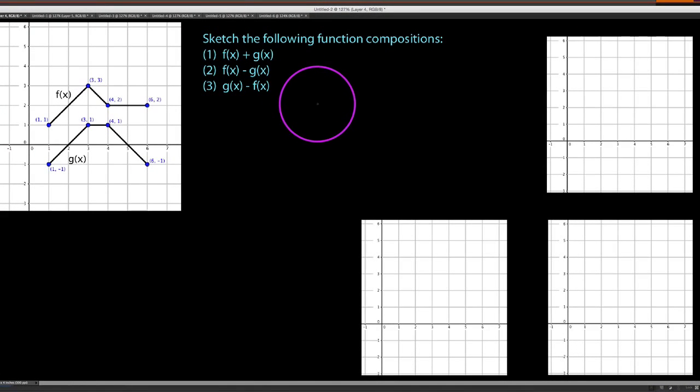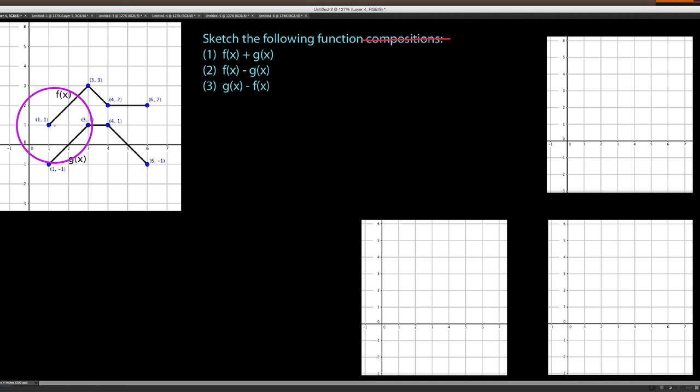Okay, YouTube, in my last video we introduced the concept of combinations of functions, where we just add, subtract, multiply, or divide two functions. In this video I just want to explore the effect of combinations of functions on the graph of two functions, most notably sums of two functions or differences of two functions.